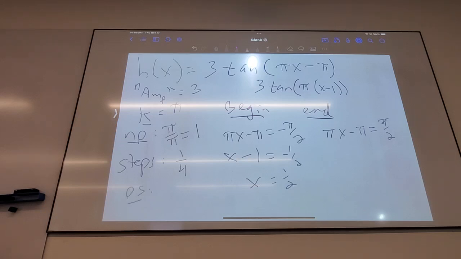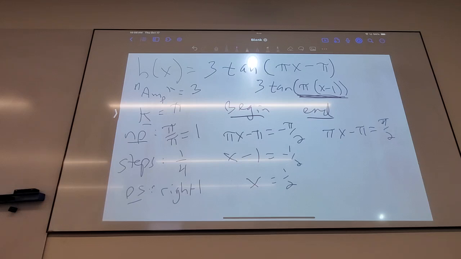What is the phase shift? Where do you look to see the phase shift? So what's the phase shift? Yeah, right 1. So I need you to see, where do we begin? 1/2. But didn't we go right 1?